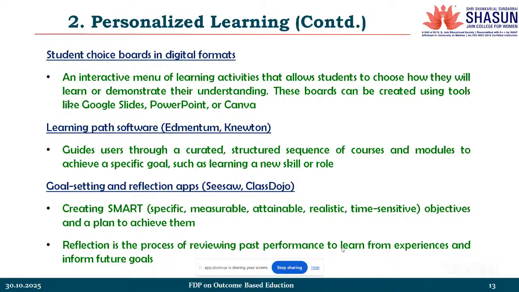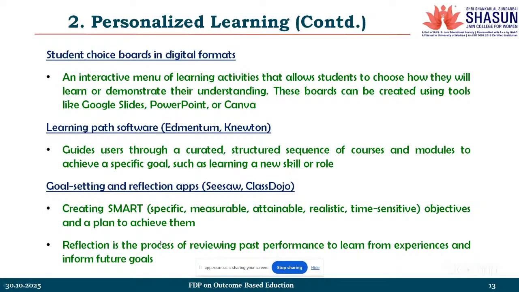These boards can be created using tools like Google. Usually we ask students to give a presentation using PowerPoint, Canva, or Google Slides. So this is a student choice board. This is the usual method we are following, but we can replace these tools with some AI tools also. Next, learning path software.